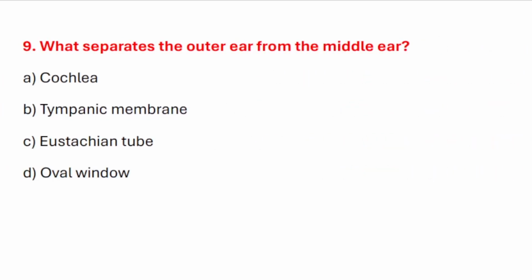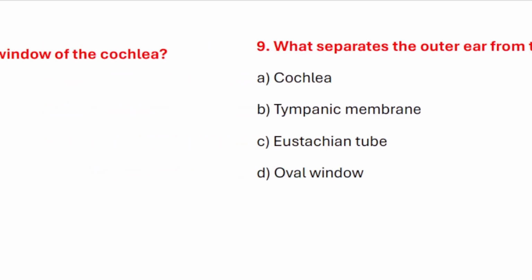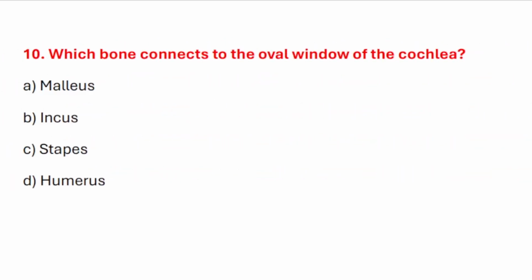Question number 9. What separates the outer ear from the middle ear? Correct answer is option B, tympanic membrane. Question number 10. Which bone connects to the oval window of the cochlea? Correct answer is option C, stapes.